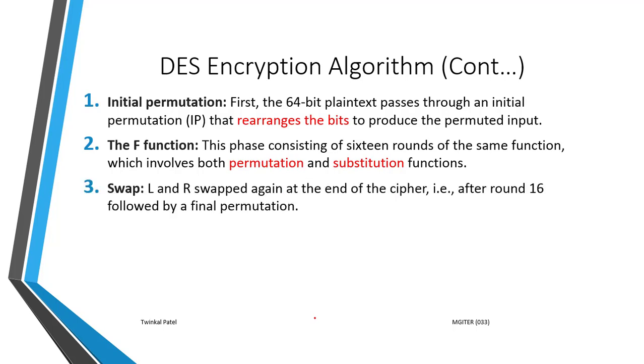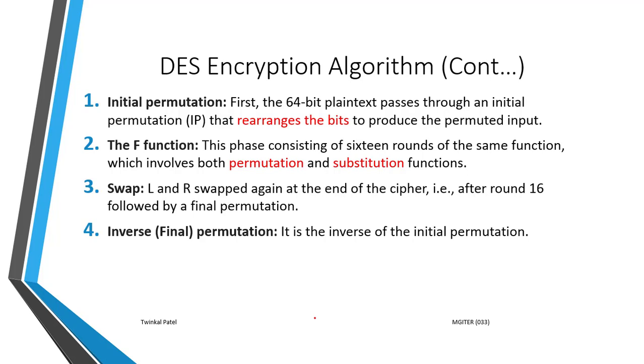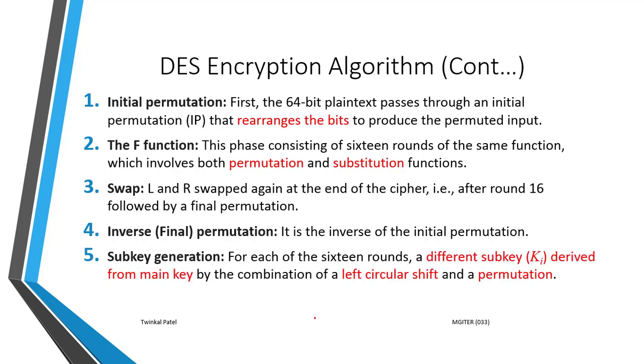Next is swapping. The output of round 16 is given to the 32-bit swap operation. So in swapping, the left part and the right part of the block are swapped. Next is inverse initial permutation. It is the inverse of the initial permutation. Another important operation is subkey generation. We have the main key of size 64-bit, from which we derive a total of 16 subkeys of 48-bit.